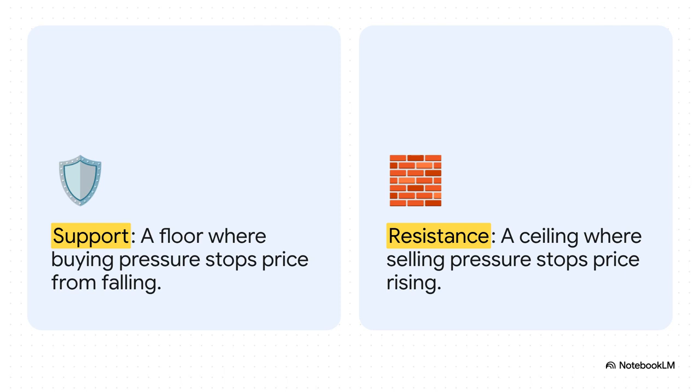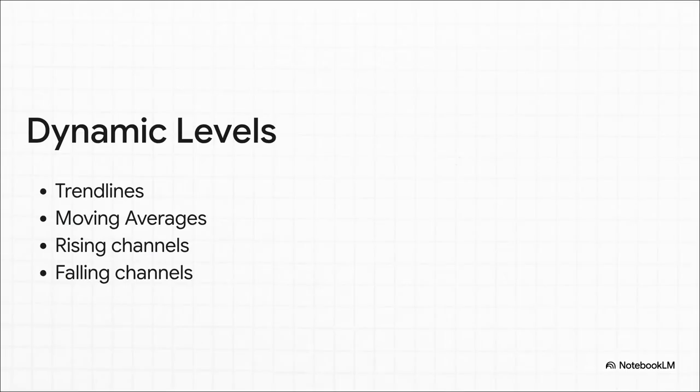But keep this in the back of your mind. While these floors and ceilings cause very real reactions, they are definitely not unbreakable. If buying or selling pressure becomes strong enough, price is going to smash right through them. You should also know that support and resistance don't always stay perfectly horizontal, though. Sometimes they're dynamic. Things like trend lines, moving averages, and rising or falling channels. They adjust as the market trends upward or downward. They actively move with the market, giving traders these constantly updating areas to watch for potential reactions.